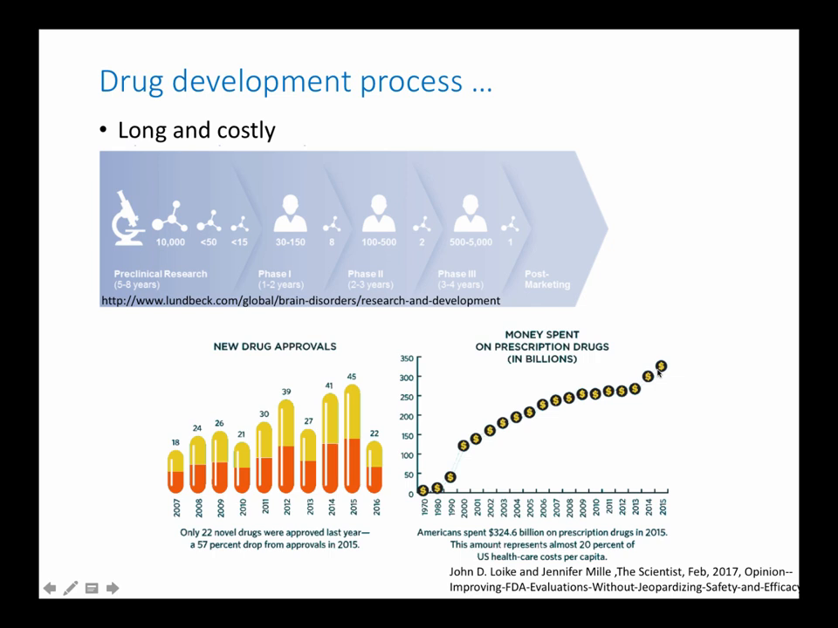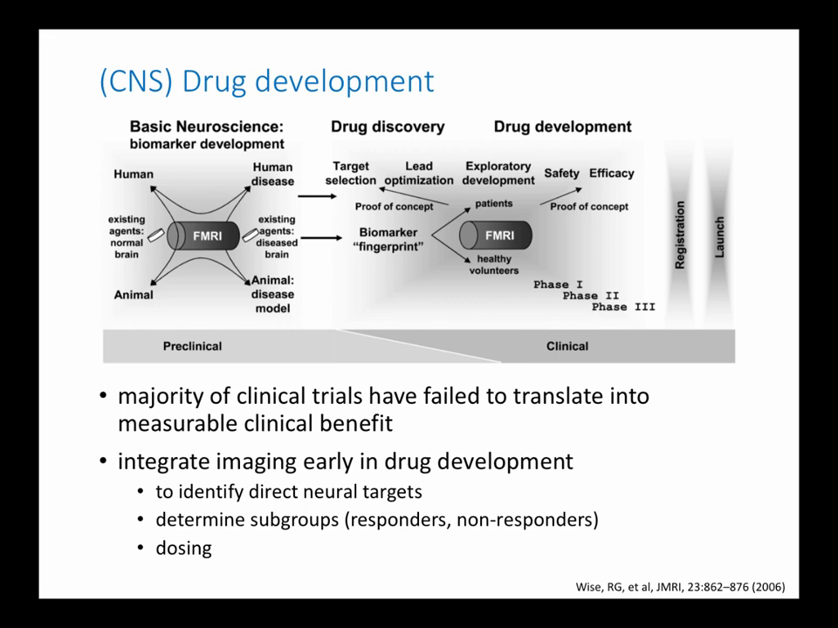So there's clearly a need to make this a more rapid process, because there's a need for new drugs to treat different diseases and so on. But a lot of companies have given up developing CNS drugs because it's so costly, and you basically don't get a very good return on your research money. So that's where imaging might be able to step in.